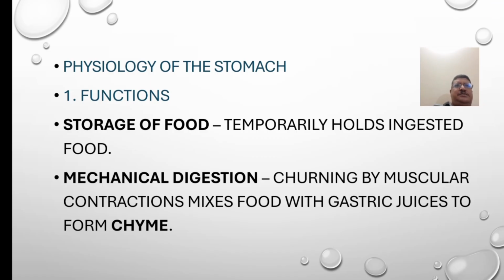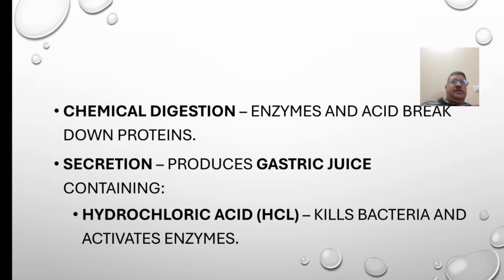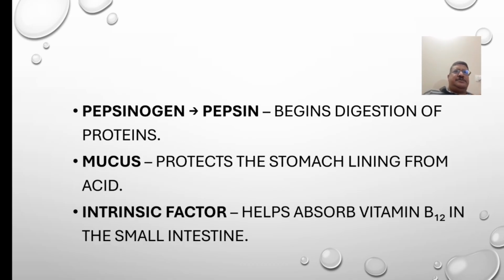Physiology of the stomach, that is, functions. Storage of food: temporarily holds ingested food. Mechanical digestion: churning by muscular contractions mixes food with gastric juice to form chyme. Chemical digestion: enzymes and acid break down proteins. Secretions produce gastric juice containing hydrochloric acid, which kills bacteria and activates enzymes.